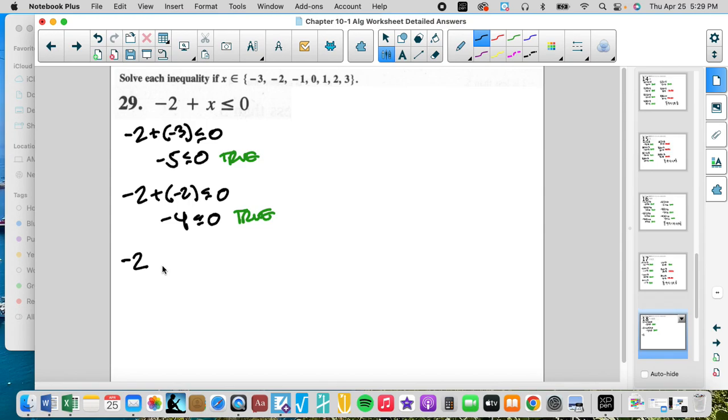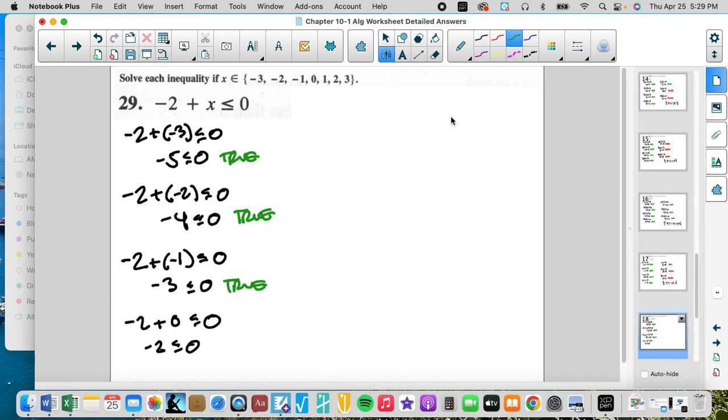Negative 2 plus negative 1 less than or equal to 0. Negative 3 less than or equal to 0. That is true. Is negative 2 plus 0 less than or equal to 0? Is negative 2 less than or equal to 0? That is true. Is negative 2 plus 1 less than or equal to 0? Is negative 1 less than or equal to 0? That is true.